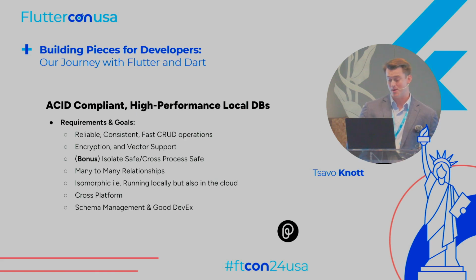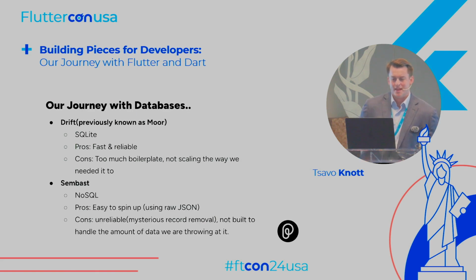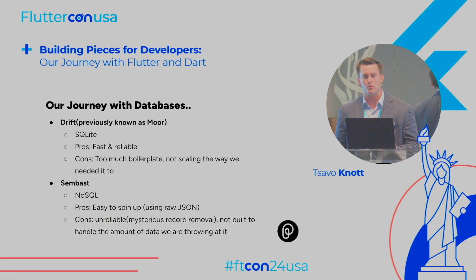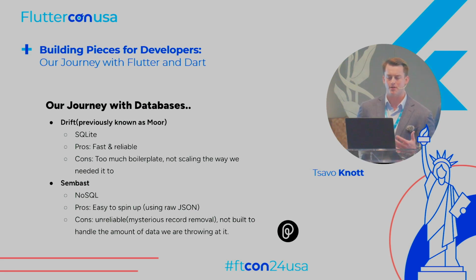So let's talk about the databases we've tried, and hopefully I'll save you and your teams a lot of pain. We started with Drift, as it's known now, which was previously known as Moor, and this is a SQLite database. We got into it, but there was a ton of boilerplate involved. It wasn't particularly scaling how we wanted it to, and it has very strict schemas. So relational databases are actually kind of hard to leverage when you're representing many-to-many relationships inside of a graph-like database structure, if you will.